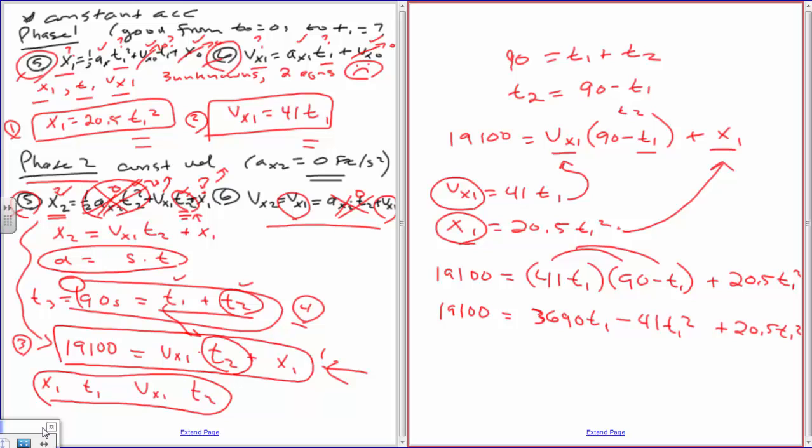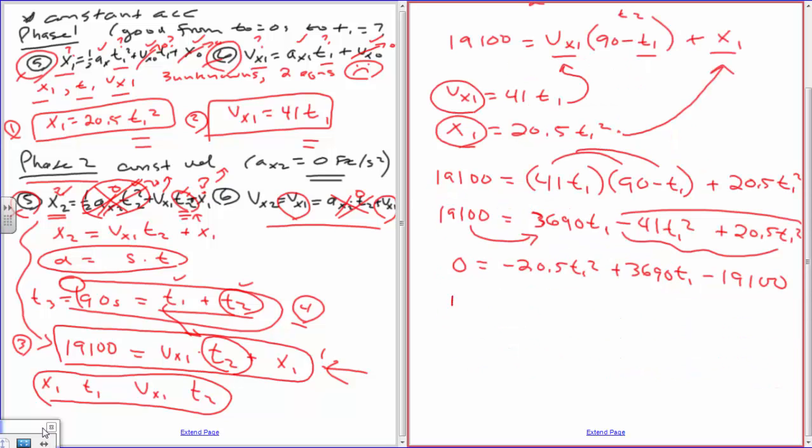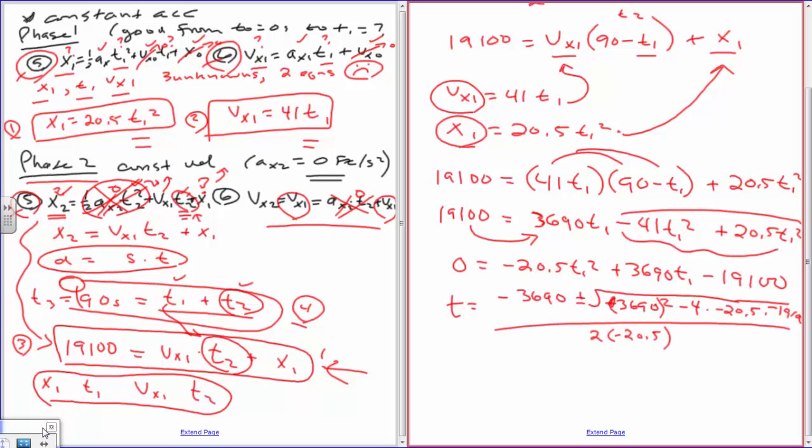Now I can combine these, and I'm also going to move this over to the other side. So I'm going to get 0 equals negative 20.5 T1 squared plus 3690 T1 minus 19,100. How do I solve that? Calculate that, see what you got.